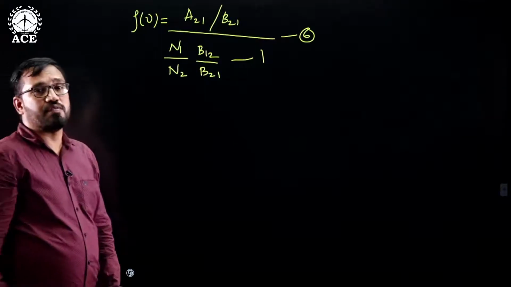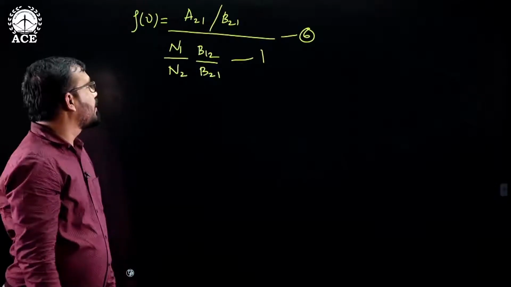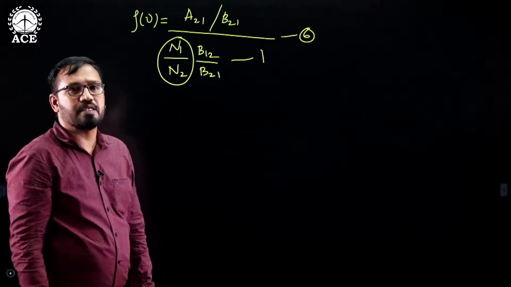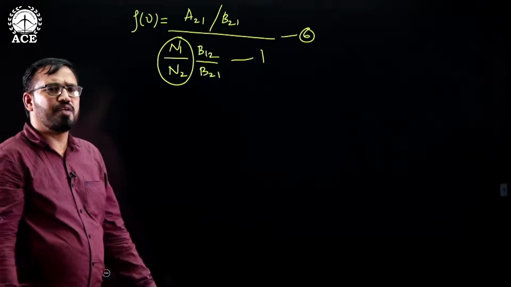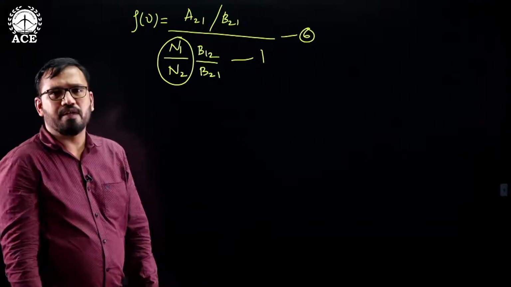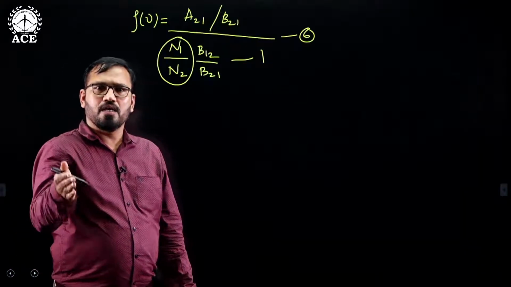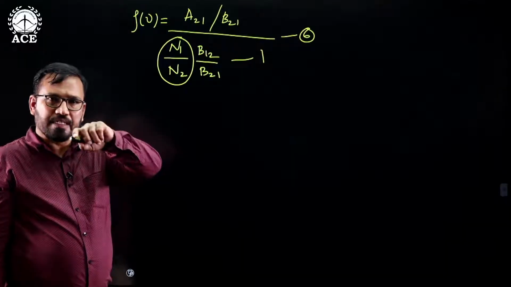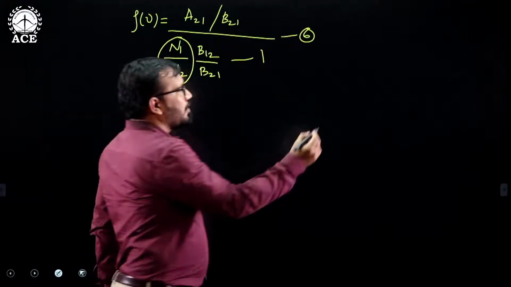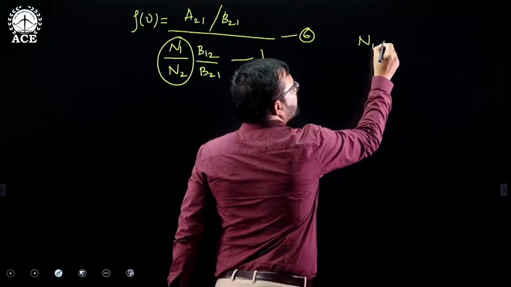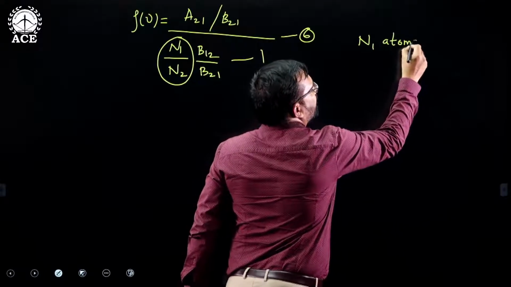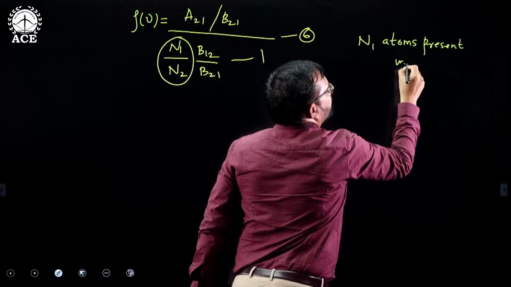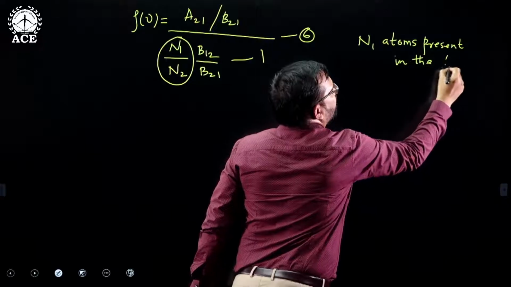Now we have to solve this equation. How to solve it? Simply by placing the terms N1 and N2. What are N1 and N2? Just now we discussed: N1 and N2 are nothing but the atoms present in the lower energy level and higher energy level. N1 is nothing but the atoms present in the E1 level.